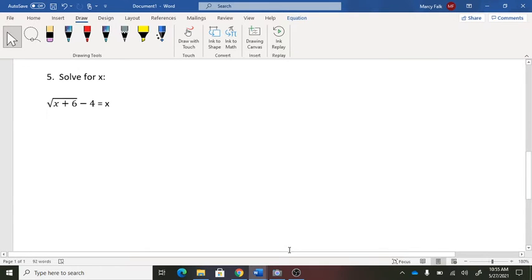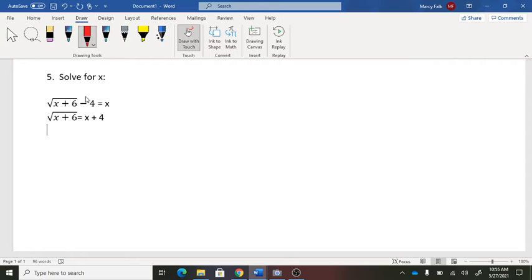Okay, solving for x in this radical equation. First of all, I think I'm going to get this radical alone. To get that alone, I'm going to have to get that out, and it would make me add 4 to the other side. So now I'm going to square both sides, getting rid of the radical.